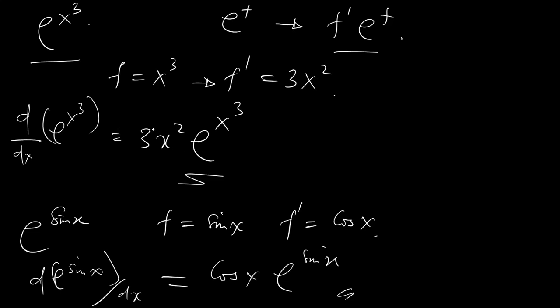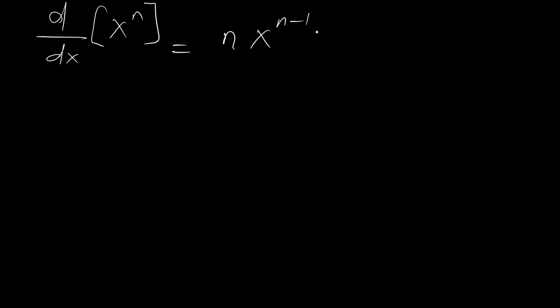So now let's go over to another one. Let's say you have, we're using the power rule, the derivative of x to the power n with respect to x will give you n times x to the power n minus 1.